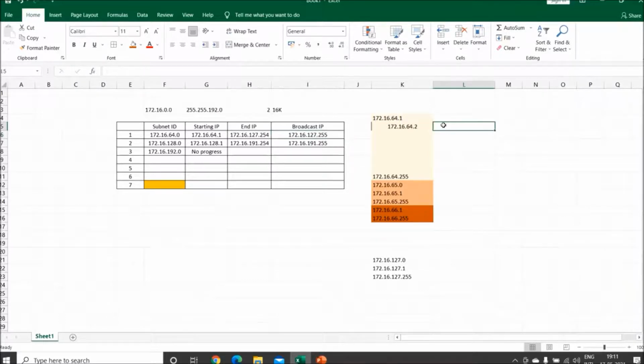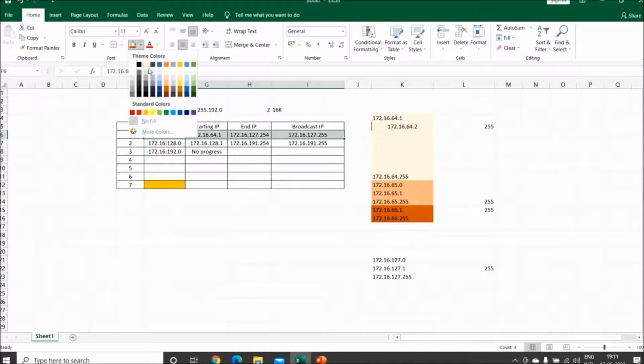If we calculate here, it is 255. Here it is 255. Okay, here it is 255. So if we keep on going, this is also another 255. Okay, so dot 0 and dot 255 will not be used anyway, but still we'll get 16,000 plus IPs to use in the single network, right? So this is the advantage of class B.